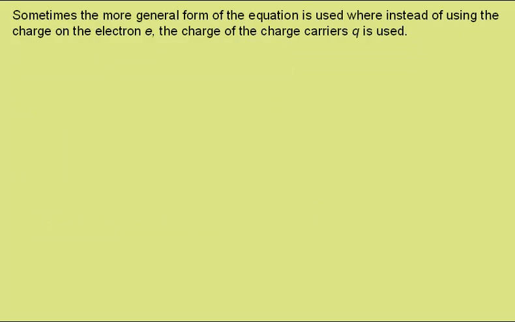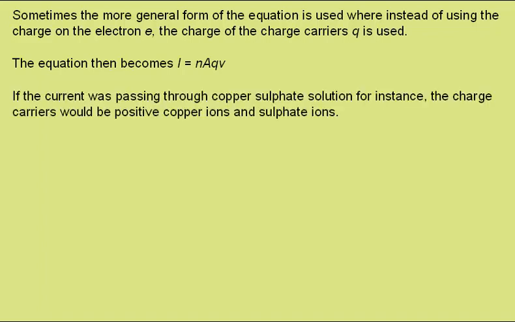Sometimes the more general form of the equation is used, where instead of using the charge on the electron e, the charge of the charge carriers Q is used. The equation then becomes I = nAQv, where I is the current in amperes, n the charge density per cubic meter, A the cross-sectional area, Q now the charge of the charge carriers, and v the drift velocity in meters per second.